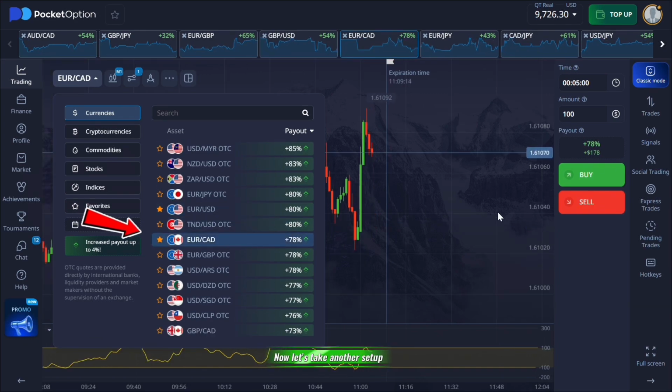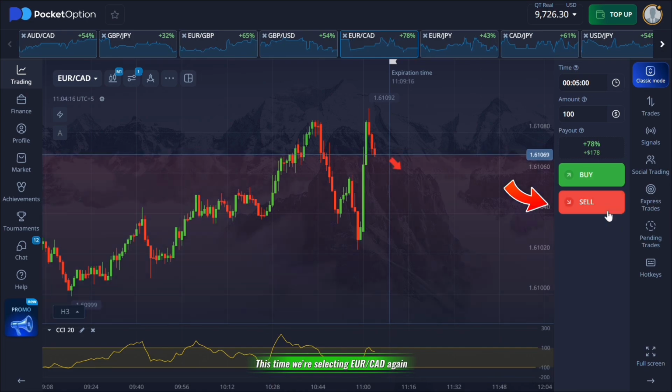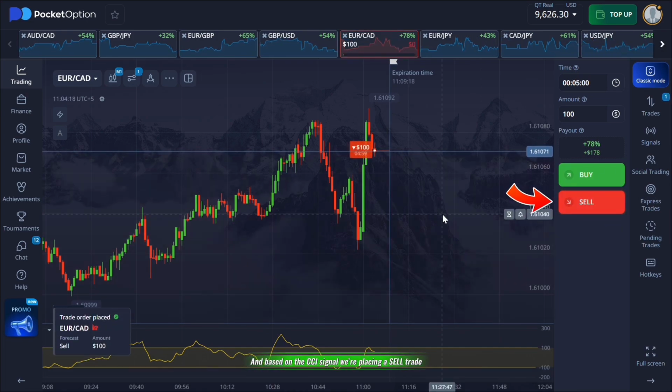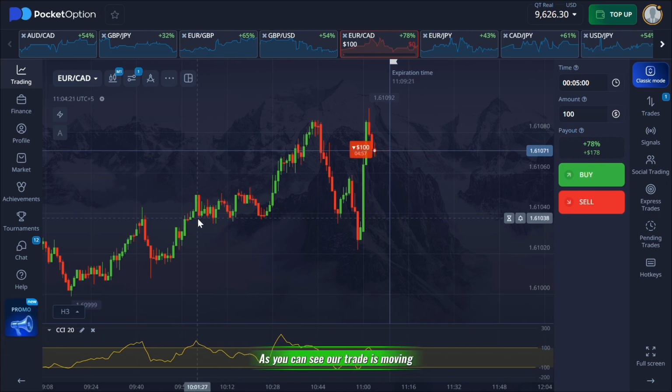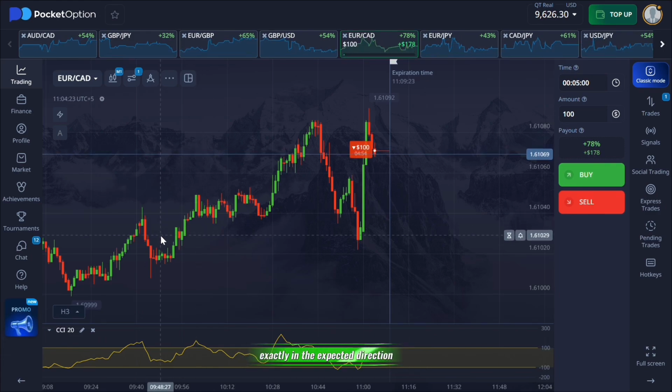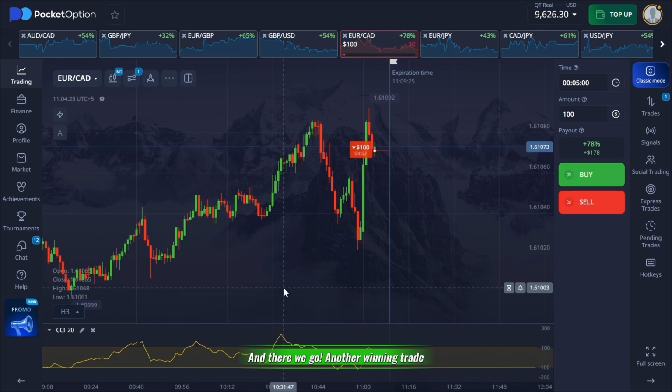Now let's take another setup. This time we're selecting EUR CAD again. And based on the CCI signal, we're placing a sell trade. As you can see, our trade is moving exactly in the expected direction. And there we go, another winning trade.